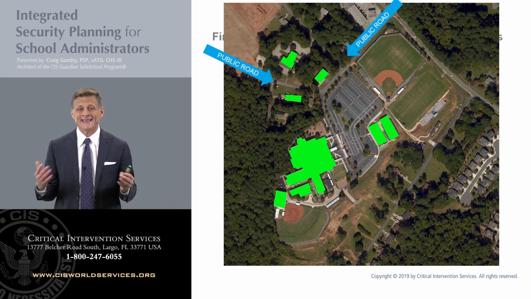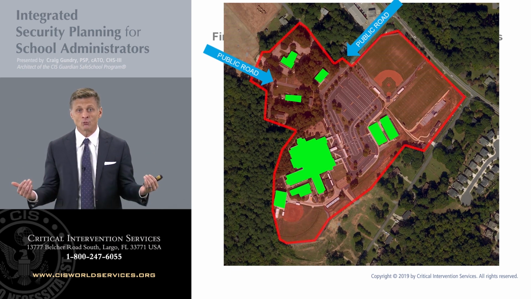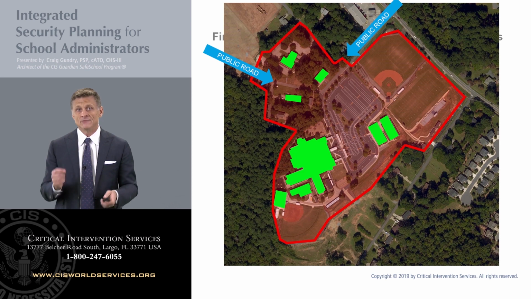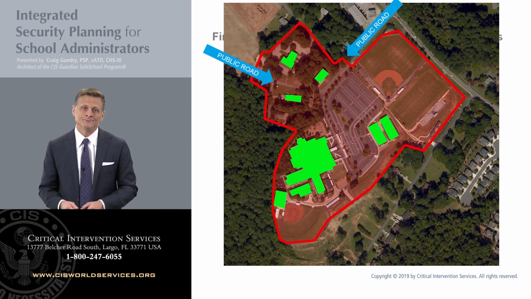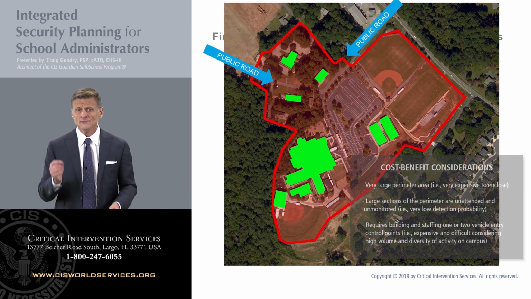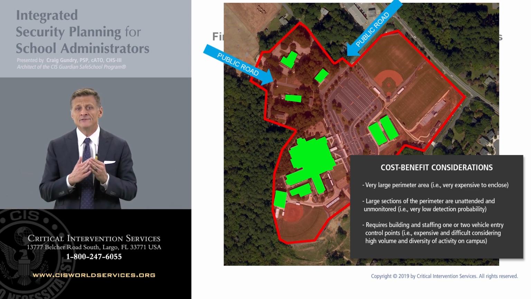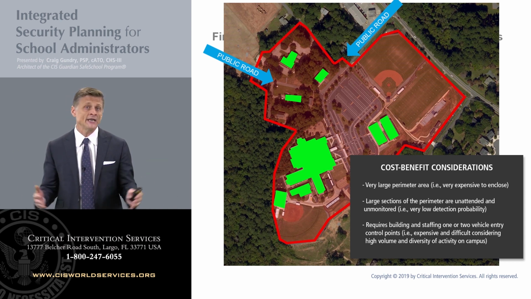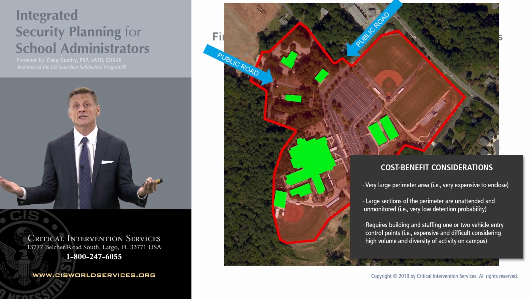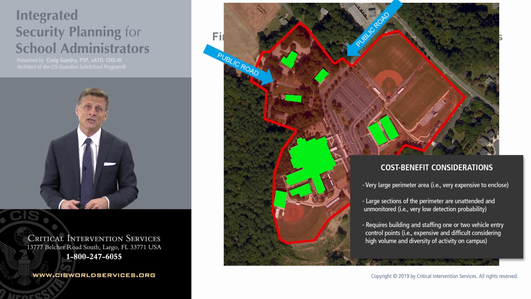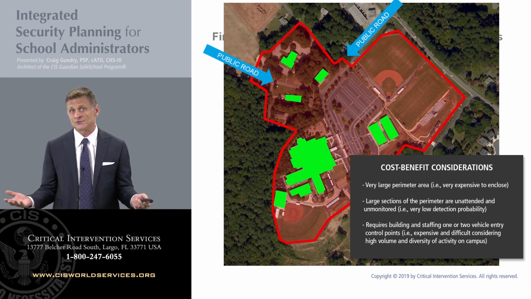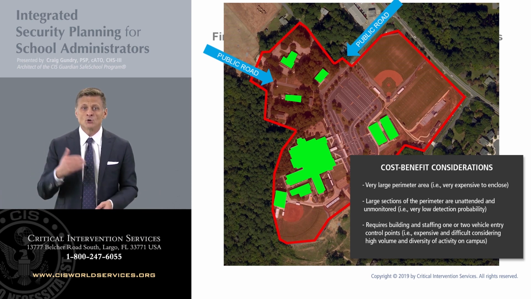Now, if we were to try to establish a fenced perimeter around the whole outside, that would encompass a number of different problems when we look at it from a cost-benefit perspective. The first, that's a huge amount of perimeter area that needs to be fenced. That obviously is going to entail a very high degree of cost. Second, we've got very large sections of the perimeter that are unattended, located away from where students and faculty are located, and without installing CCTV cameras that are monitored live and/or intrusion detection sensors, it is unlikely that if anybody tried to climb that perimeter fence, we would have any kind of useful delay there. Also, it requires building and staffing.